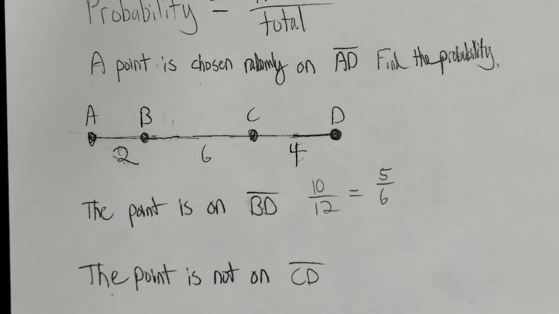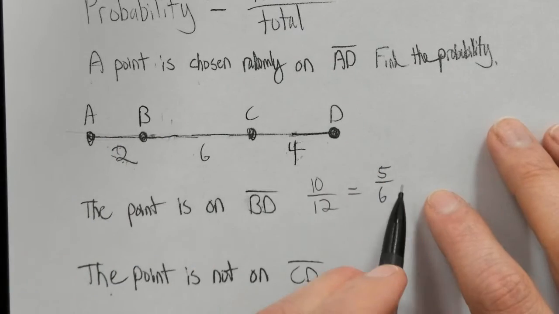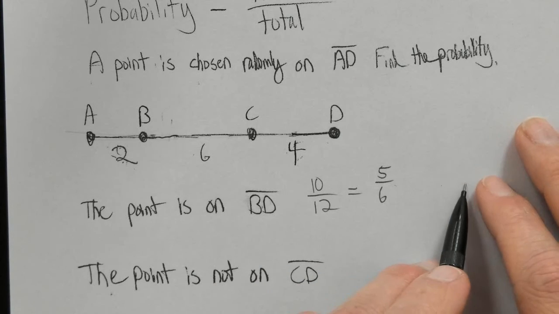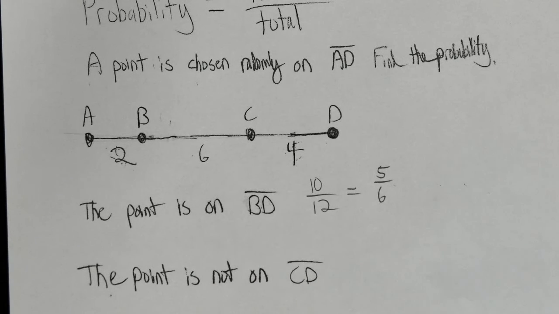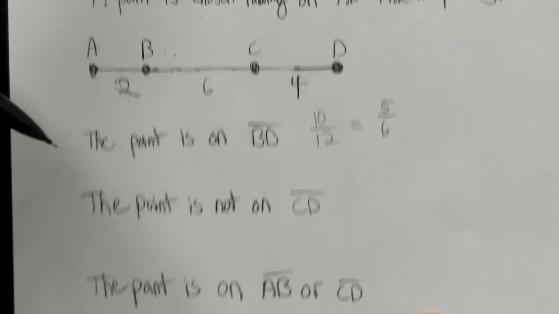That's your probability. If you wanted to make it a more practical number, you could turn it into a decimal and then turn the decimal into a percent, and then you could see you have so many percent chance of landing on it. Okay?